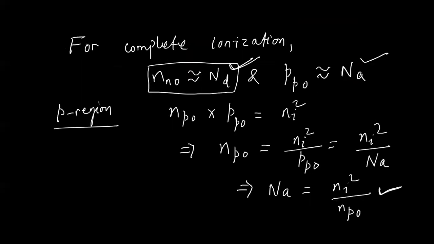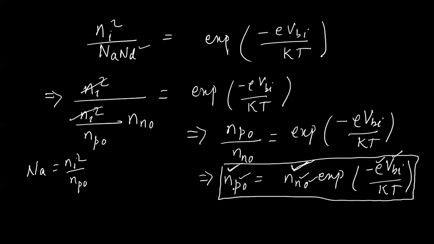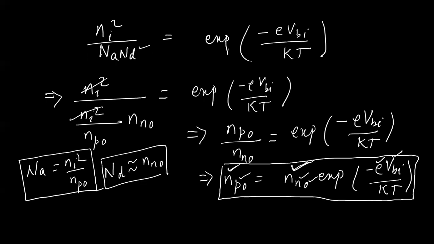Here you can see that is what we got, Np0 and Nn0. They are related by this factor, exponential of minus eVbi by kT, which is multiplied with Nn0 to give you Np0. Now come to this part. Like I said, this is what we did for the P region: we wrote Na as this, and we substituted Nd for Nn0. The same thing can also be done for the N region.